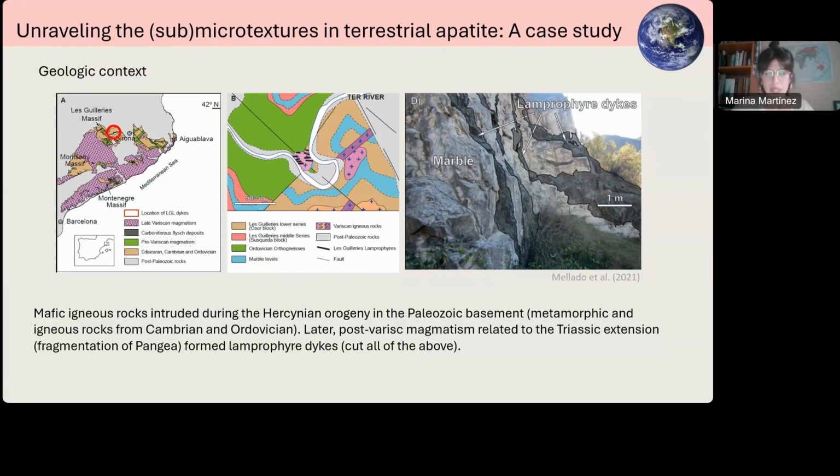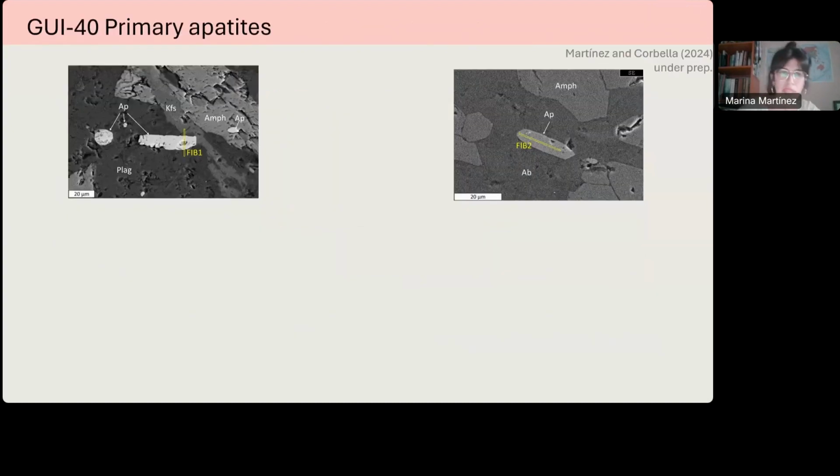coming from much deeper places that cut all the above lithologies. So the lamprophyres that we studied are emplaced in marble, but they are also placed in granitoids and other types of rocks along the region of study. These are the two apatite grains that I will show you here because I chose these apatites that we think formed first. They are primary apatites.